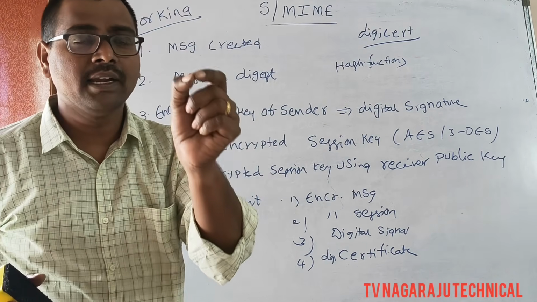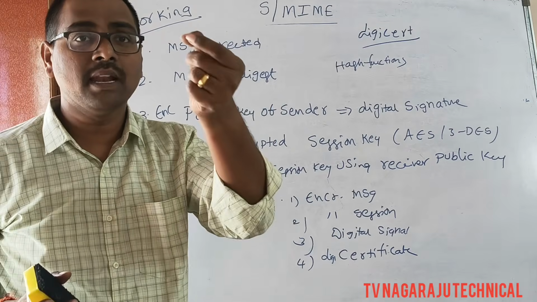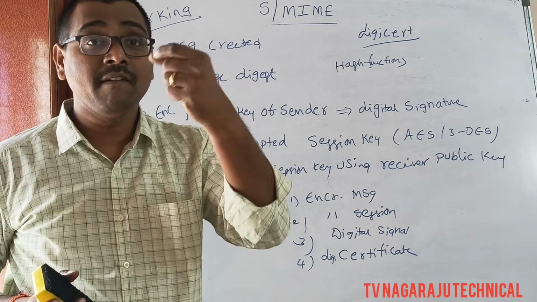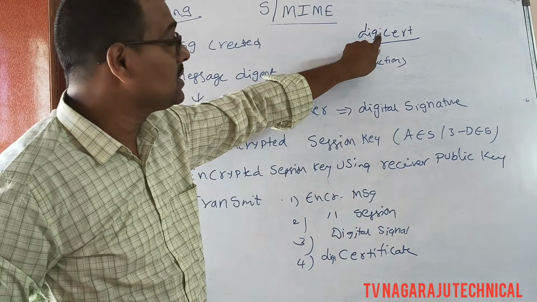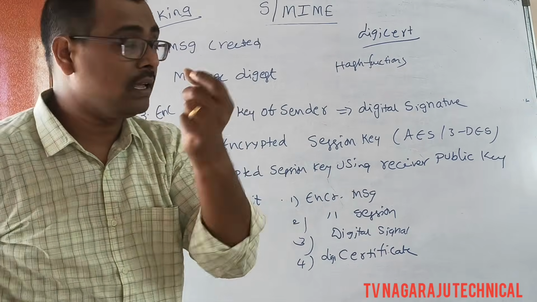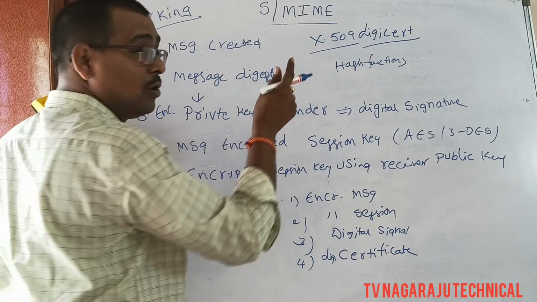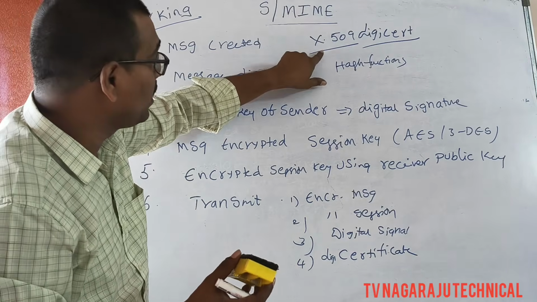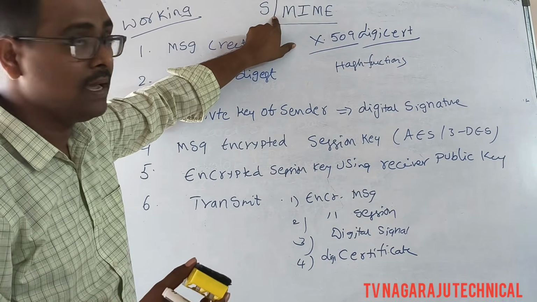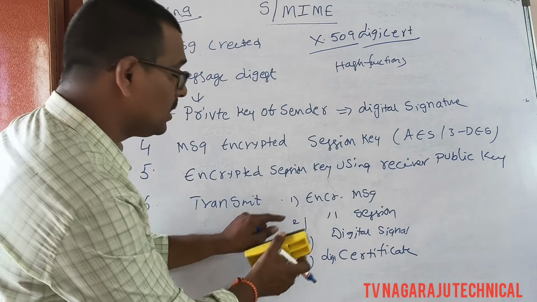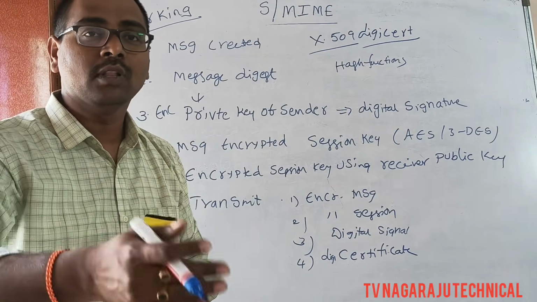The certificate contains the name of the user, the email address of the user, the public key, the validity, and the digital signature of the certificate authority. One example we already know is X.509, which is a certificate. This X.509 is used by S/MIME. All these are sent to the receiver. Now you know the reverse process.